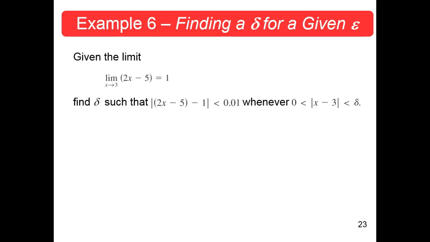2 times 3, 6 minus 5. There's a limit, 1. Okay. Now, we know that. We know beyond the shadow of a doubt that's going to be true. Let's prove it by the formal definition.